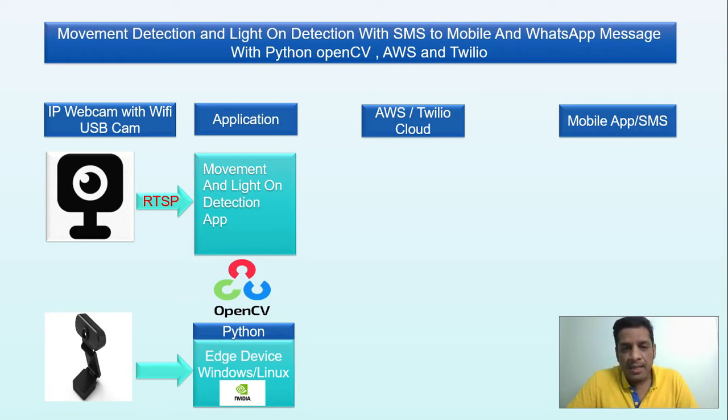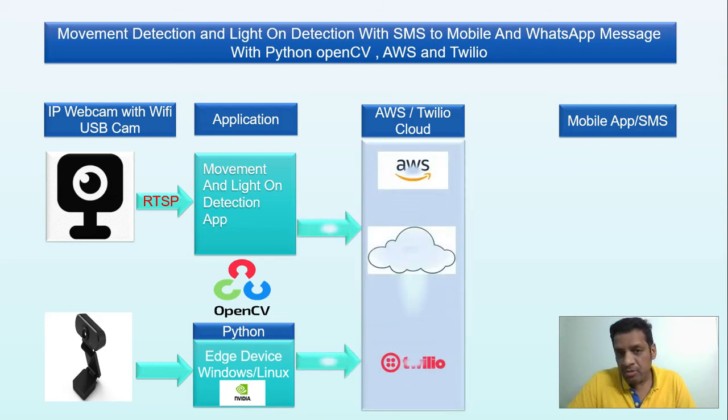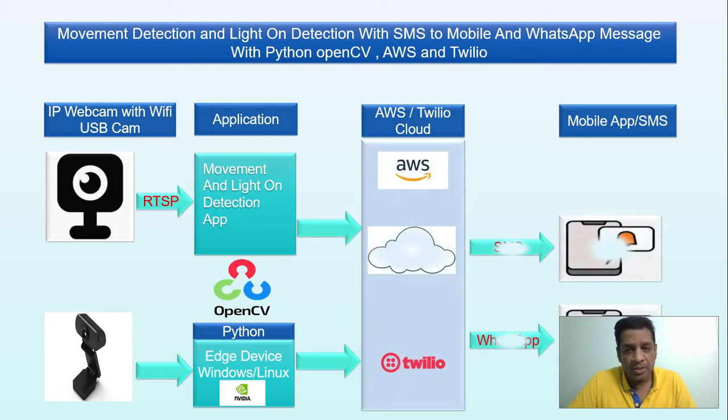Then in the application we will use OpenCV to detect if there has been some movement or motion, or if some light has been turned on. The moment we detect movement or motion or the lights turned on, we are going to take a snap of it and send it to the cloud, like AWS. At the same time, we are also going to send an SMS to the end user, and in the SMS we are going to send the time as well as the image which was taken when that movement was detected.